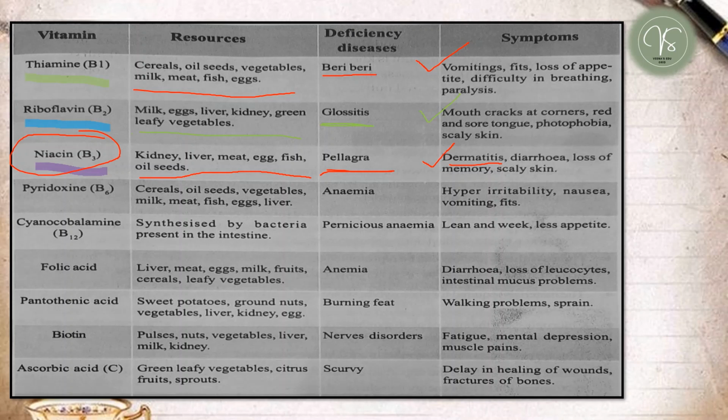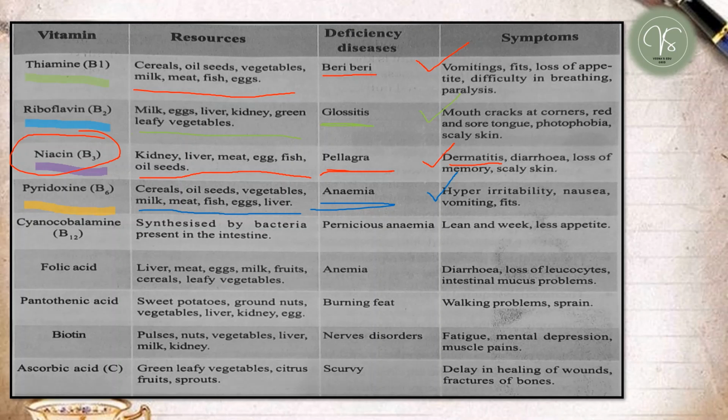The next vitamin is B6, pyridoxine. Pyridoxine plays an important role in metabolism of amino acids. You know, amino acids are very essential for the growth and repair of our body. This is found in cereals. Cereals in the sense all the grains, that is your rice, wheat, maize, barley, jowar, all these come under cereals. Then oil seeds, vegetables, milk, meat, fish, eggs, and liver. The deficiency of this vitamin causes anemia, where the person suffers from hyperirritability, nausea, vomiting, and fits.